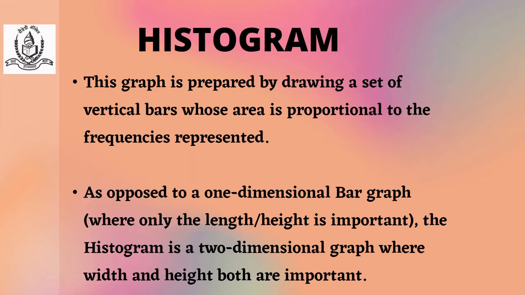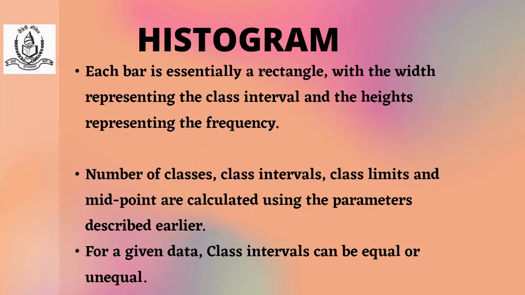The most common type of graph is the histogram. This is a very simple graph which is prepared by drawing a set of vertical bars whose area is proportional to the frequencies represented in our data. As opposed to a one-dimensional bar graph where only the length or the height is important, the histogram is a two-dimensional graph where the width as well as the height both are important.